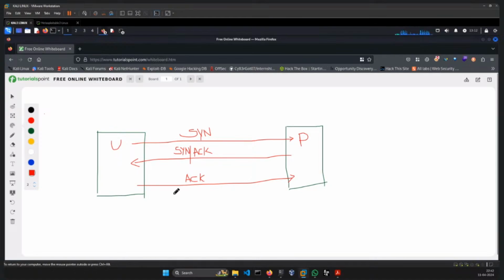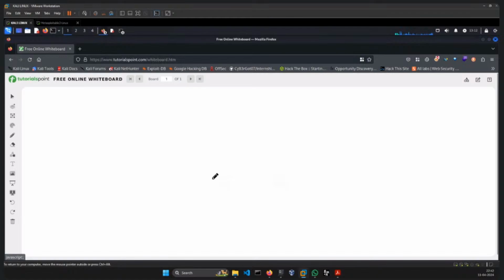Now this is how a session is initiated, right? First we are sending the synchronization request, then they are sending their acknowledgement and their synchronization request, and when we send our acknowledgement response, then the connection is established. Now the TCP connection is established.